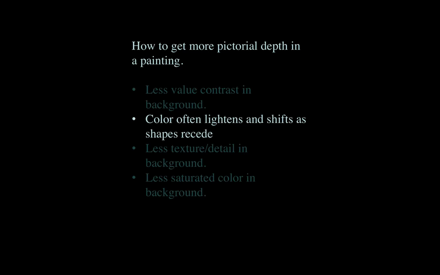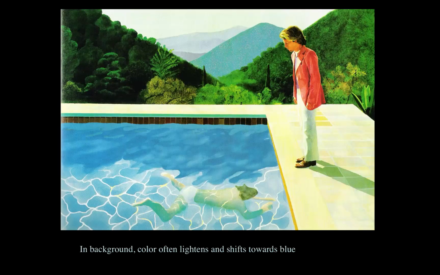For many outdoor scenes, distant objects become lighter and often shift towards blue. This is because blue color wavelengths are much shorter than others in the color spectrum. For example, the mountains in this David Hockney lose yellow, turn bluish, and then purple as they go back in space. In terms of value, the final ridge is almost as light as the sky.